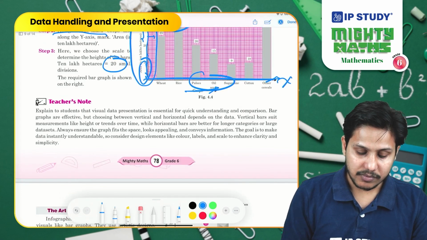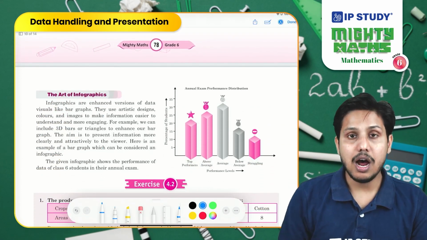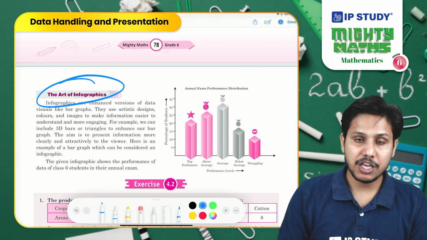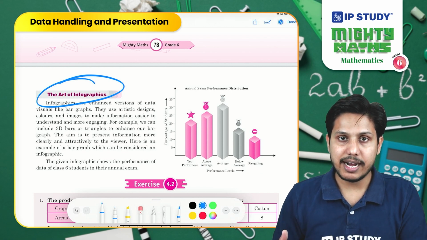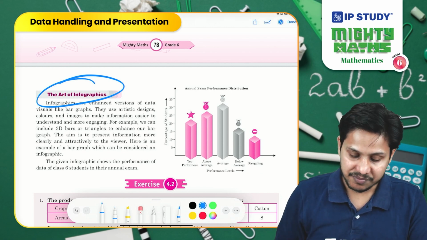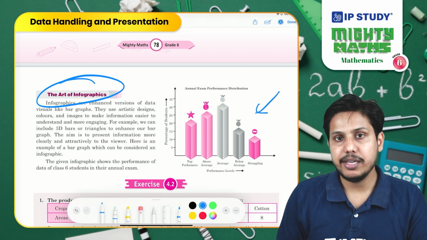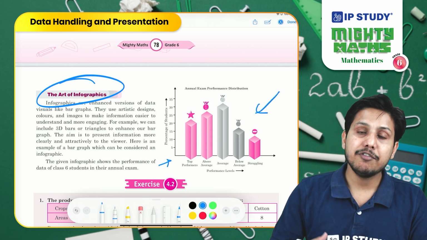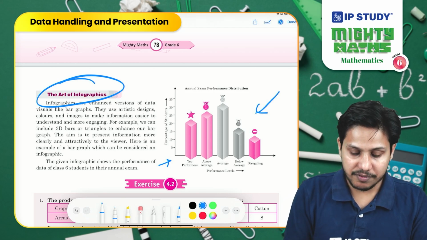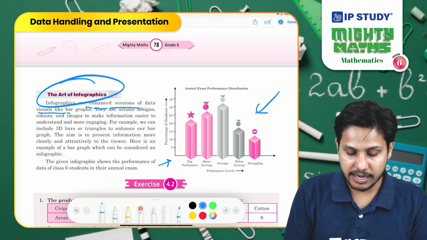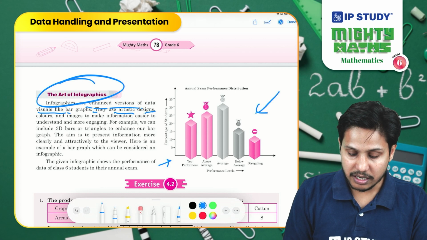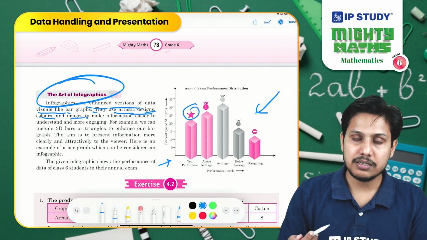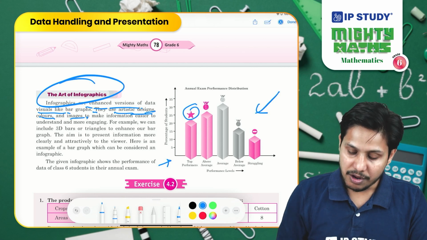Yes. Now next is the art of infographics. Infographics are nothing but a visual and more attractive method to represent the data. Here these are bar graphs only, but they are made to convey the information in a more visual way. Infographics are an enhanced version of data visuals like bar graphs. They use artistic designs, colors and images. So this makes it more eye-catching to find out the values.